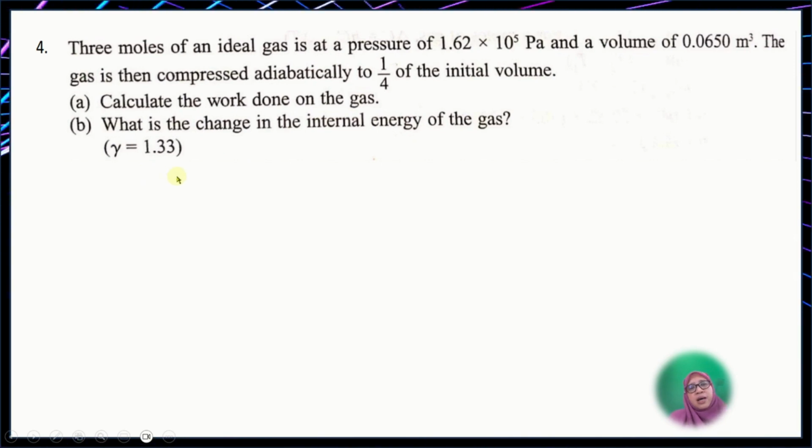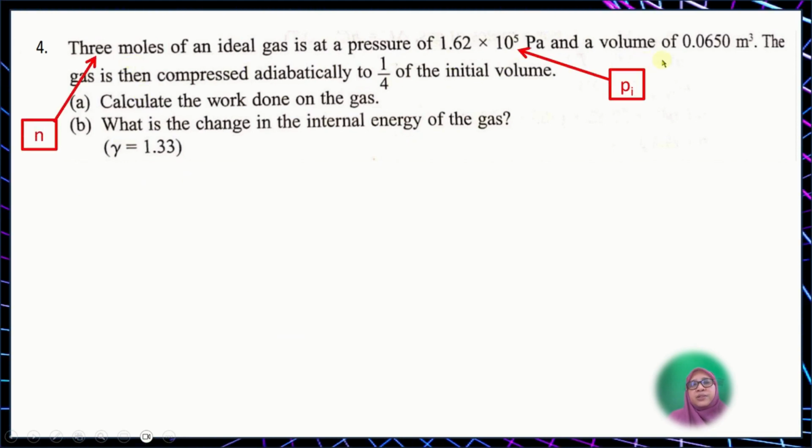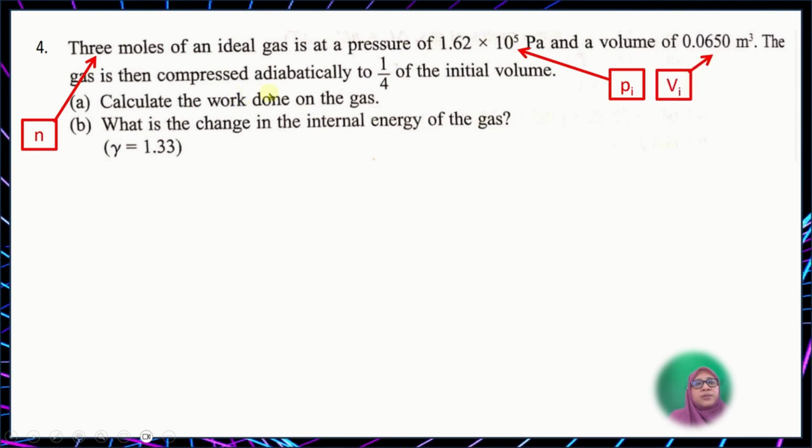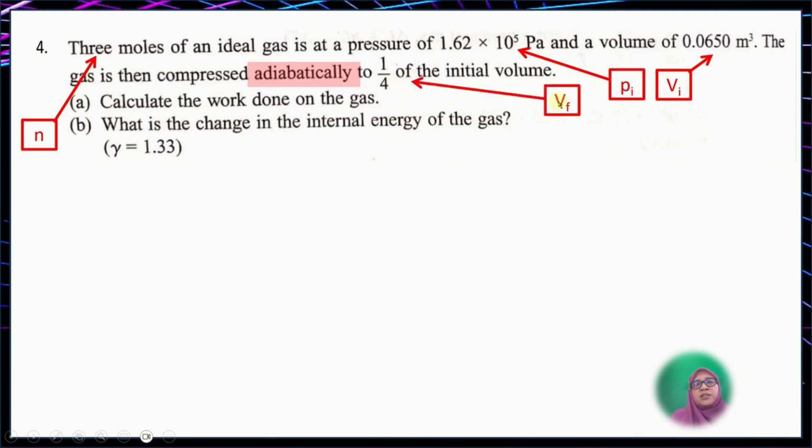For gamma 1.33, the gas is polyatomic. N is 3, with the initial pressure and initial volume given. It is compressed adiabatically, so this is compression and the work done will be negative. It is an adiabatic change or process. Final volume is 1 over 4 of the initial.